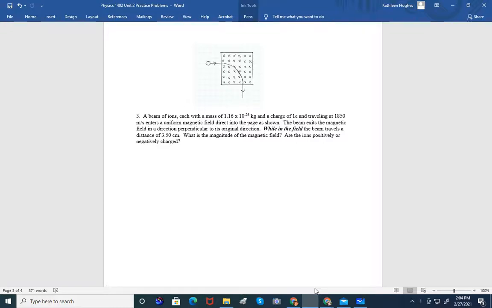Okay, so in this video, we're going to go ahead and work out problems 3 and 4 off the practice. We have a diagram. It says a beam of ions. An ion is a positive or negatively charged atom, an atom that's gained or lost an electron, each with a mass of 1.16 times 10 to the negative 26 kilograms and a charge of 1 e and traveling at 1,850 meters per second.